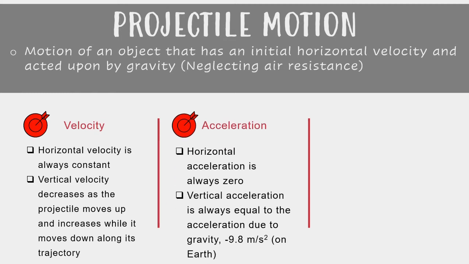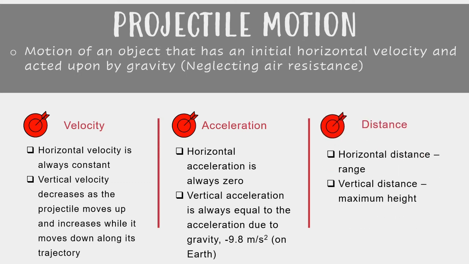Horizontal acceleration is always zero. Vertical acceleration is always equal to the acceleration due to gravity, which is negative 9.8 meters per second squared, the gravity on Earth. Horizontal distance is called the range, while the vertical distance is the maximum height.